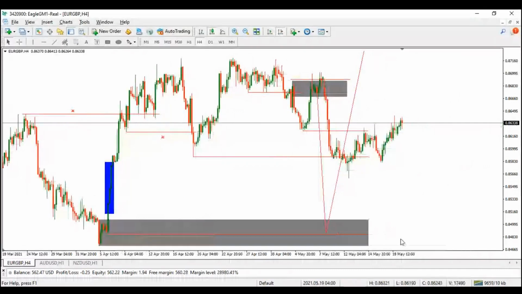I still see URGB coming back to this area before we go long fully, because this is like a range and range needs to be concluded to the downside.